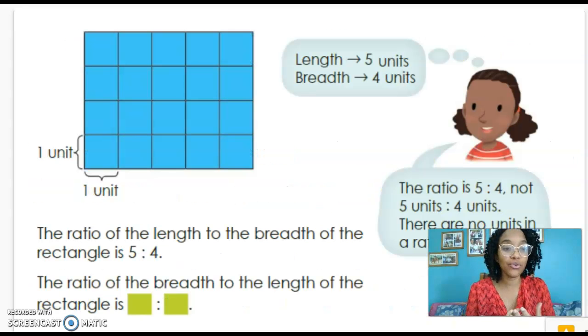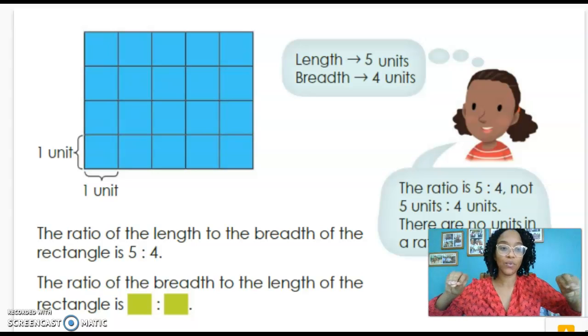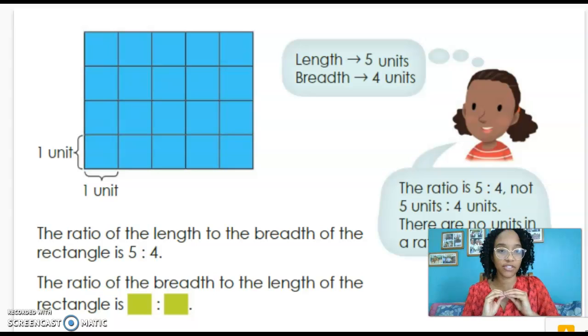Let's try a new element with length. First, we worked with mass, and now we're working with a different measurement, length. So here the textbook uses the terms length and breadth. You're probably more familiar with length and width, but breadth and width can mean the exact same thing for these purposes. We see each square is equal to 1 unit. If we look at the length horizontally, we can count 5 units, 1, 2, 3, 4, 5, from left to right. So the length is 5 units long.